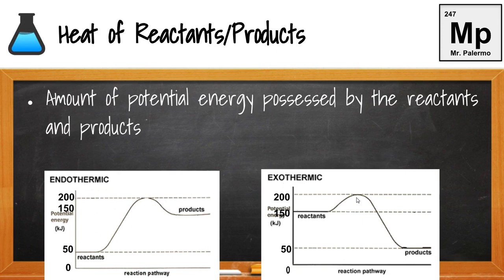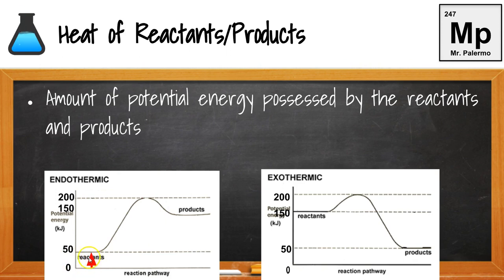The heat of the reactants or products, we say heat, but really it's the potential energy of the reactants or products. How much energy do they have? So it's the amount of potential energy possessed by the reactants and the products. So let's first look at the reactants here. How much energy do they possess in the beginning? The reactants possess, in this case, 50 kilojoules of energy.